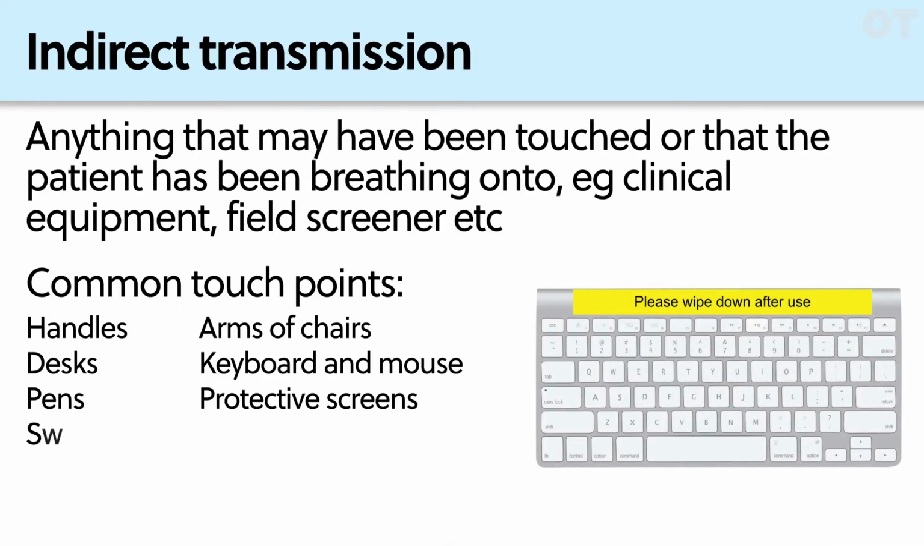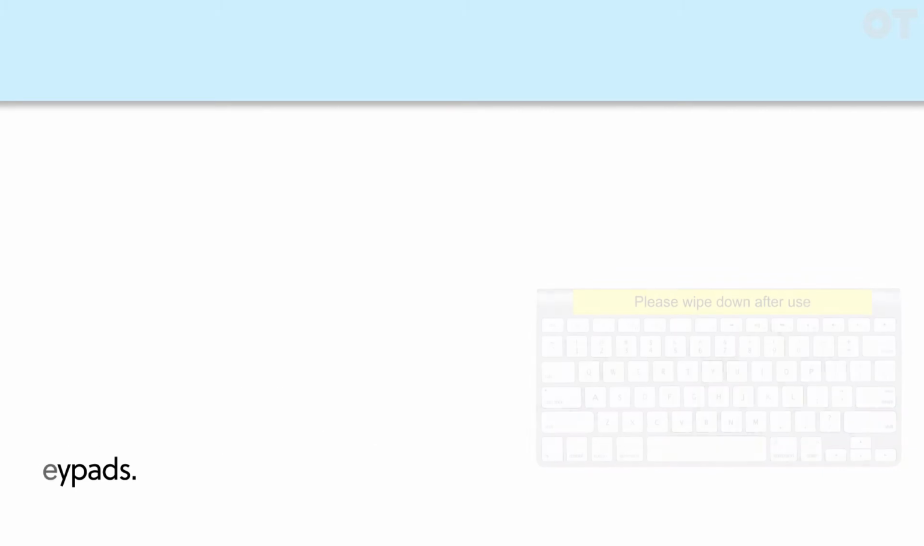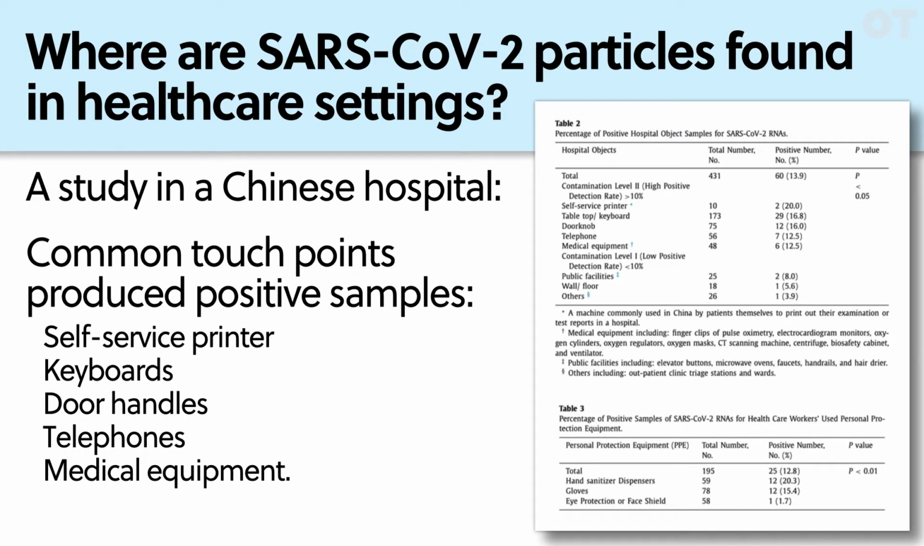It was with this in mind that when we produced the initial infection control webinar, we looked at where we thought might be the common touch points within a practice. And we gave the obvious examples of clinical equipment, door handles, desks, keyboards, switches, keypads, anything where people may be in regular contact, including spectacle frames, where there was a risk of indirect transmission from person to person. There has been more research on this now, and a study taken from a Chinese hospital highlighted the areas where the virus was most often found. And we can see that the common touch points produced positive samples in a number of instances.